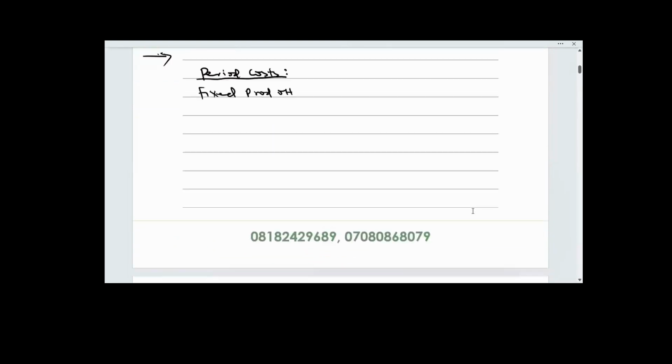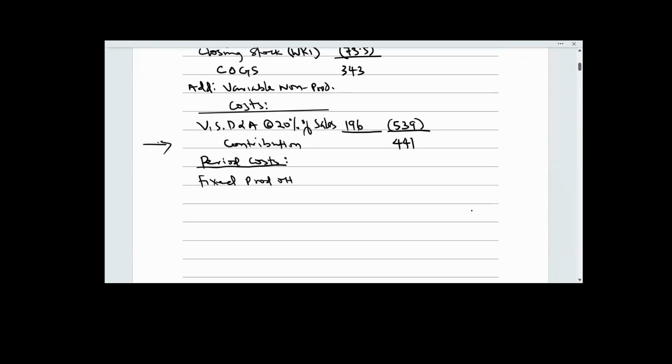So let's go and post. Working number 2. Here is 160,000 in September, in March. Then we go back to the question, any other fixed cost you have there? We also have fixed selling, distribution, and admin. How much is it? 180,000 per annum. Okay, fixed selling, distribution, and admin. We are told it's 180,000 per annum.